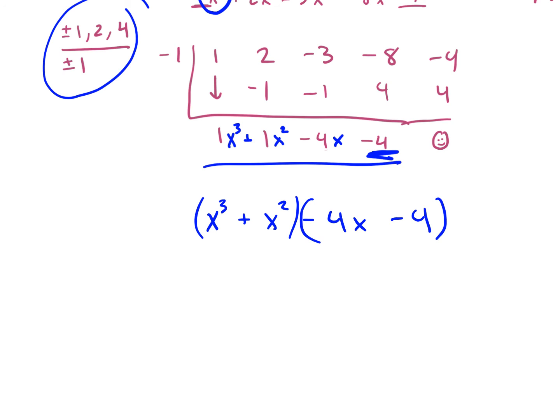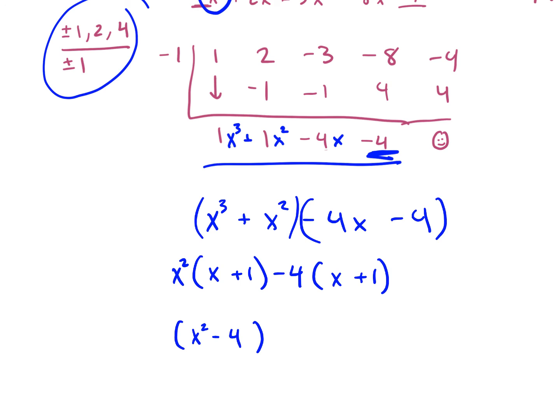What comes out of my first group? X squared, and what am I left with? X plus 1. What comes out of my second group? Negative 4. What am I left with? X plus 1. So in my first parentheses here, what am I going to put? X squared minus 4. And in my second parentheses, x plus 1.